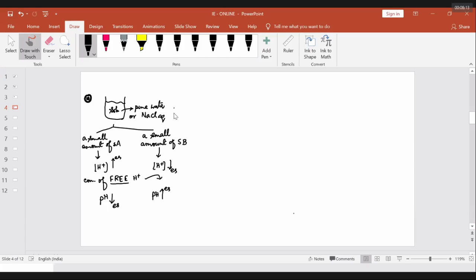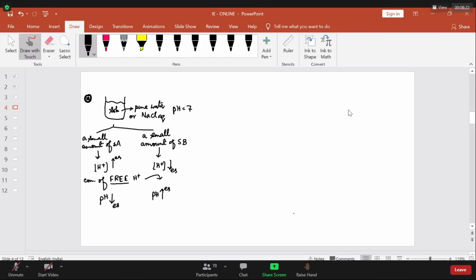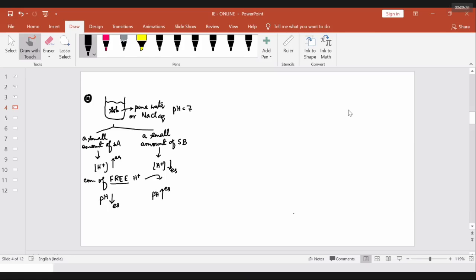What will be the pH? Definitely pH is equal to 7, because pure water is neutral and sodium chloride is of course a neutral system, because it is the salt of a strong acid and a strong base. Therefore, here we have pH equal to 7.